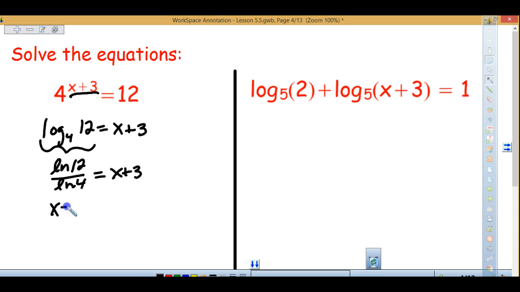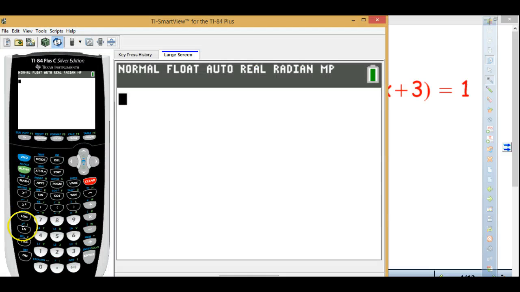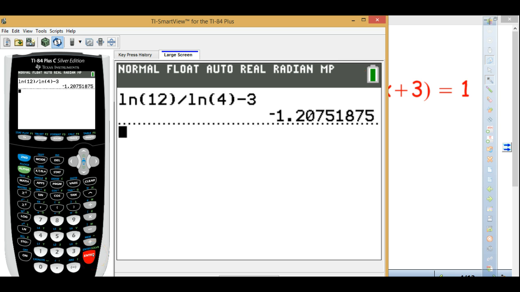So then to get x by itself, I would subtract 3, so natural log of 12 over natural log of 4 minus 3. So I'm just going to evaluate that on my calculator just to make sure that we're all on the same page with that. So natural log of 12 divided by natural log of 3, or natural log of 4, pardon me, minus 3. So I get negative 1.207.